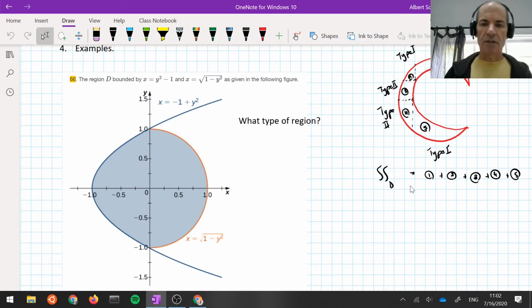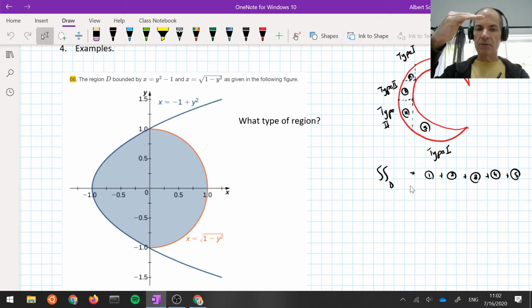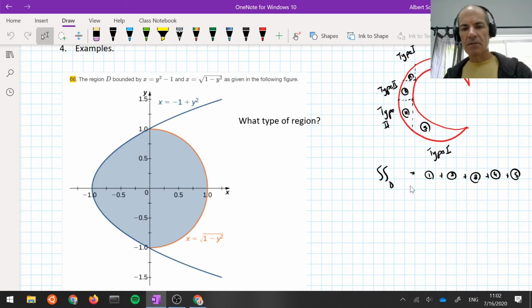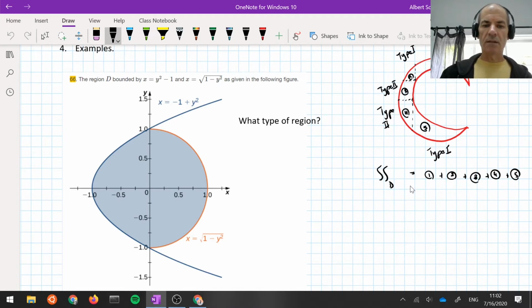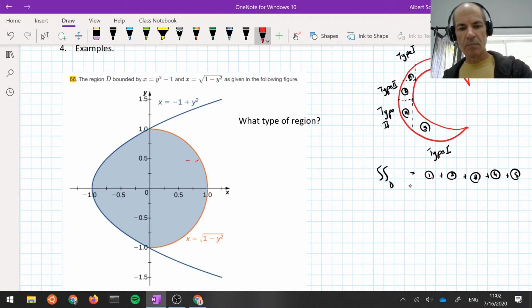Okay, in exercise 66, you're simply asked to identify the kind of region. And remember, a type 1 region has its boundaries above and below as functions. A type 2 region has its left and right boundaries as functions. Here, this is a type 2 region because it's bounded on the left by this parabolic shape and bounded on the right by this circular shape. So it'll be easy to construct the double integral in the horizontal direction. And so that means we would be integrating with respect to x first, exactly.